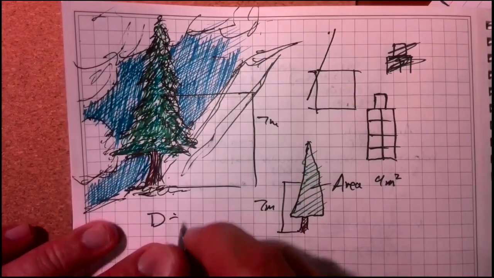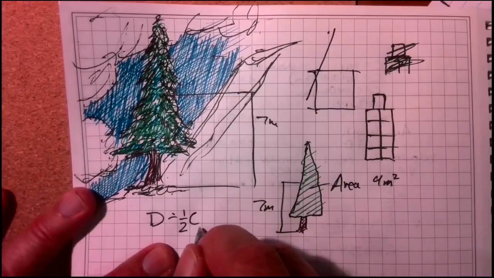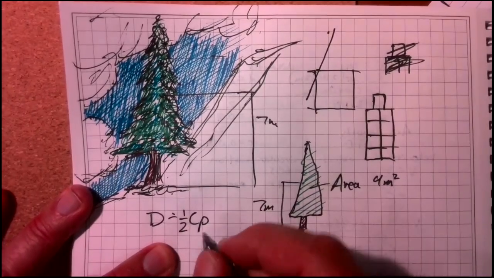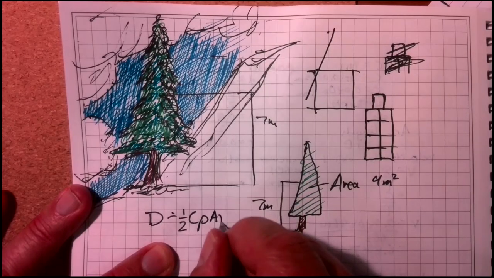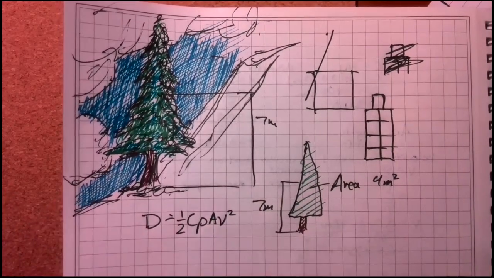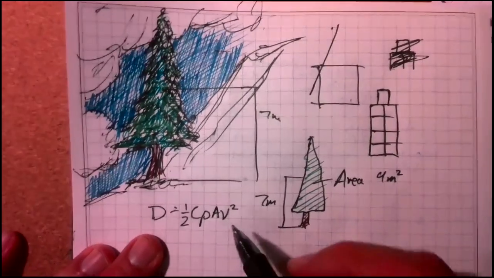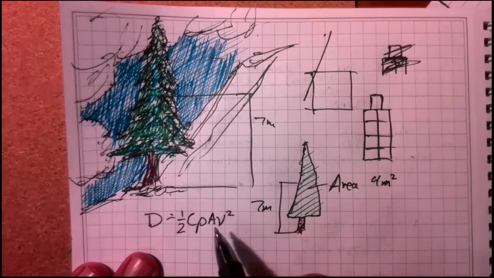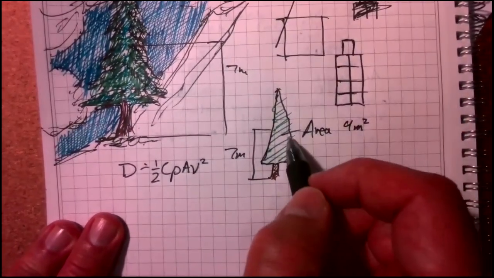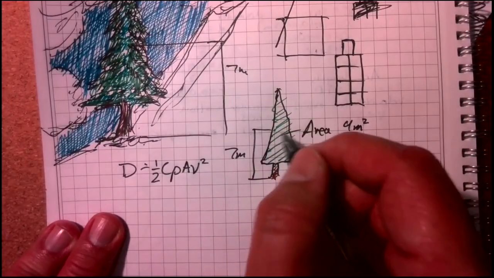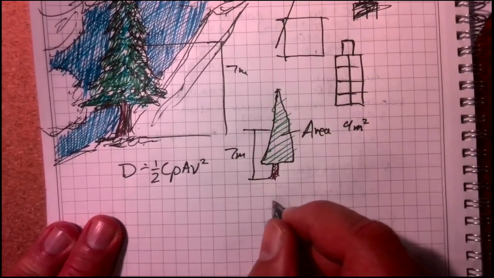The force of drag is equal to 1/2 times the coefficient of drag times rho, the density of air, times the area of the thing times the velocity squared. This is our force of drag, and this is the force that's going to apply a torque. We talked about drag a little bit before, but now let's talk about torque. We can pretend that this drag force is centered at 7 meters above the ground. So we're going to simplify this even further.